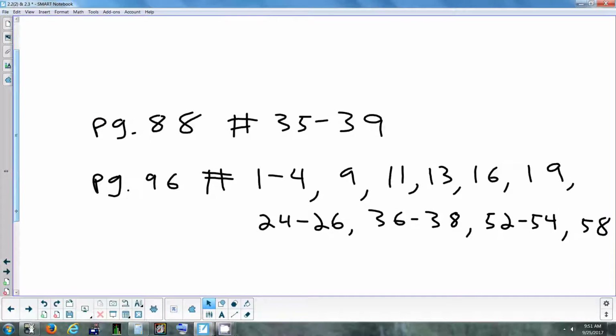Okay, so the homework, as I said, from the first page we did, just a couple questions, not that much, 35 to 39. And then most of the homework is on solving quadratics and linear equations, either factoring or quadratic formula, or if it says to use the calculator, you could do that too. So the second page is 96, 1 through 4, 9, 11, 13, 16, 19, 24 to 26, 36 to 38, 52 to 54, and 58. Okay, so we'll take a look at that first thing tomorrow.